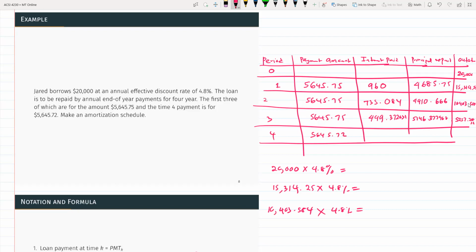5,645 and 72 cents. So let's see the interest due. So we multiply this by 0.048, and I would get $252 and 3458895, and then take the difference and see what would be the 5,004.